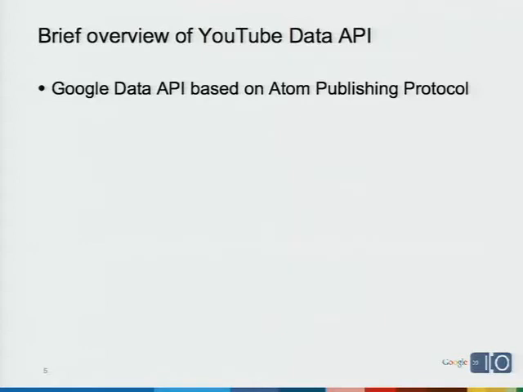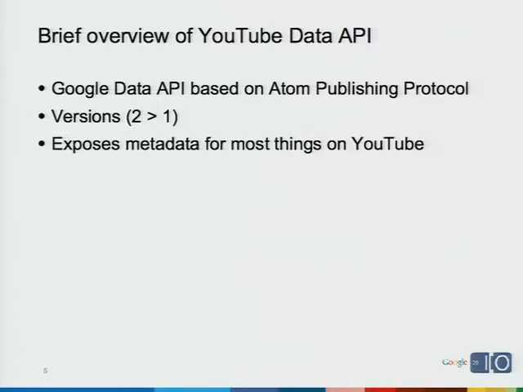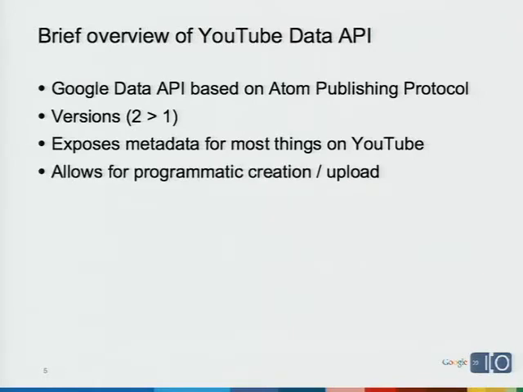And we're not going to go into too much detail about the API, but you should know that it's versioned. So 2 is greater than 1, yeah. Version 2 is the current version and has all sorts of goodies like GeoSearch and all this activity stuff we're talking about today. And version 1 doesn't have them, so don't use it. The API basically allows us to look at metadata of all these different things on YouTube, users, channels, videos, comments, what have you. And it also allows us to programmatically create and manage them.